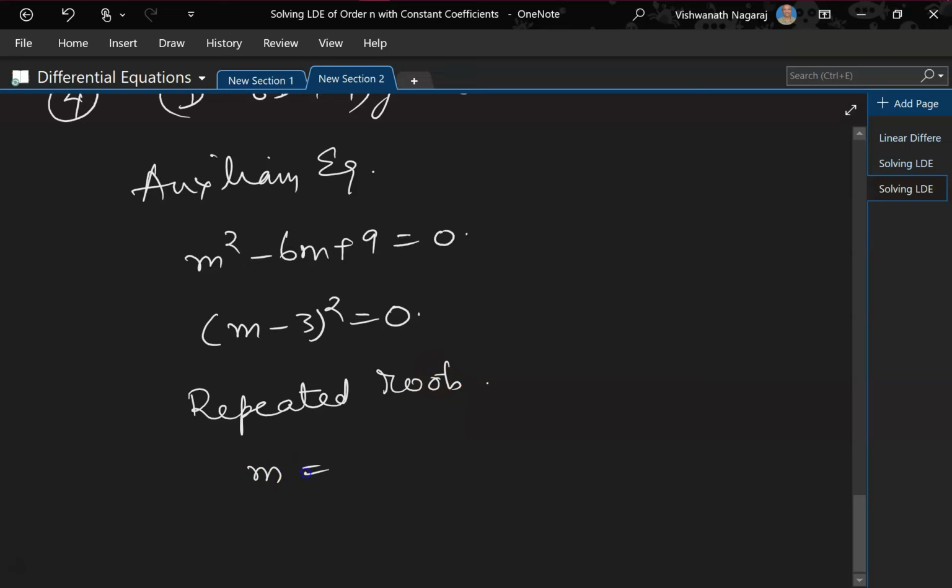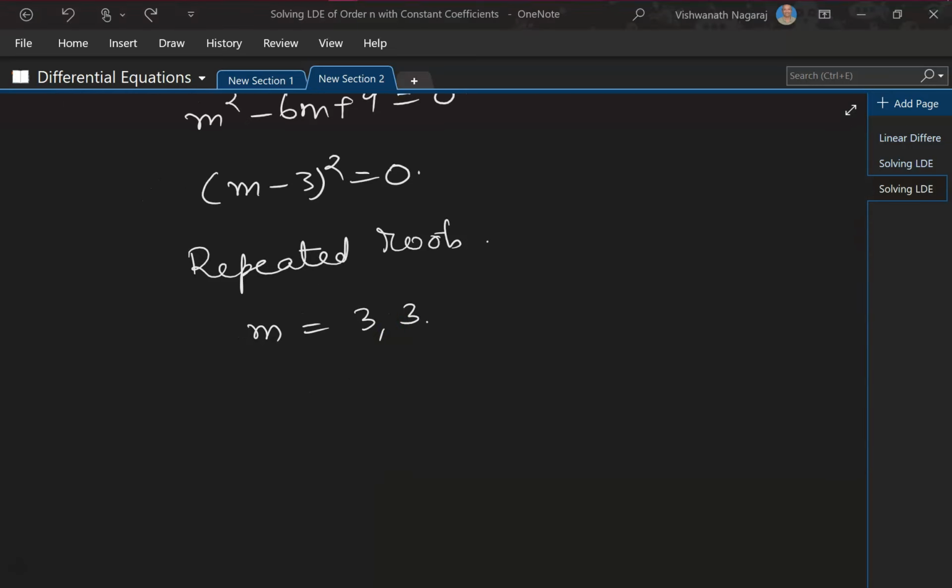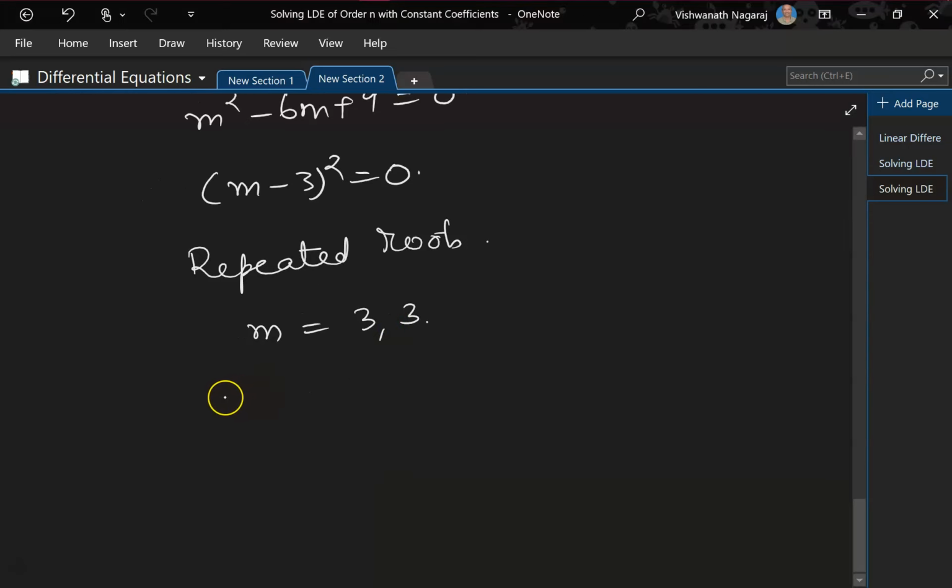So m is equal to 3, 3. Now we know in case of repeated roots, the solution would be y is equal to (c1 plus c2 x) e to the power of 3x.